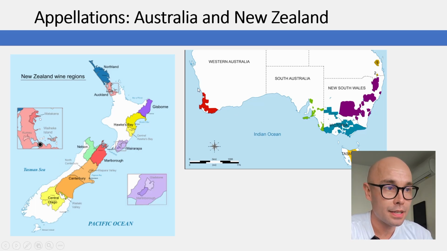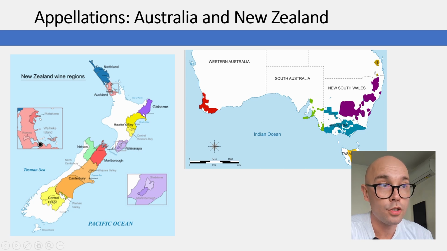Australia and New Zealand. Let's start with Australia. This is the location of Margaret River here, this tip, which is a region for premium Bordeaux, Merlot and Bordeaux style of wines.